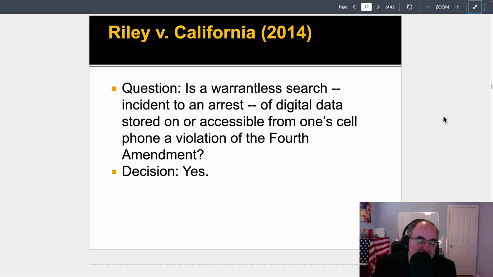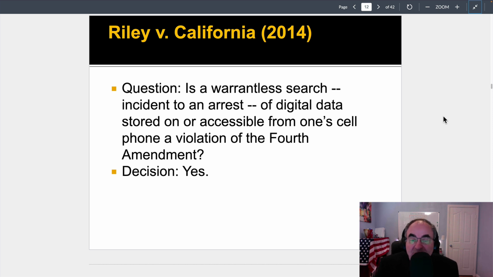David Leon Riley was arrested in the San Diego area. He was identified as a gang member. Police seized his cell phone incident to an arrest, and without a warrant, they searched the digital contents of his cell phone. They found evidence of him being involved in a shooting of another gang member. He was, based on that evidence and in conjunction with additional evidence, convicted of this fatal shooting of a rival gang member and sentenced to prison.